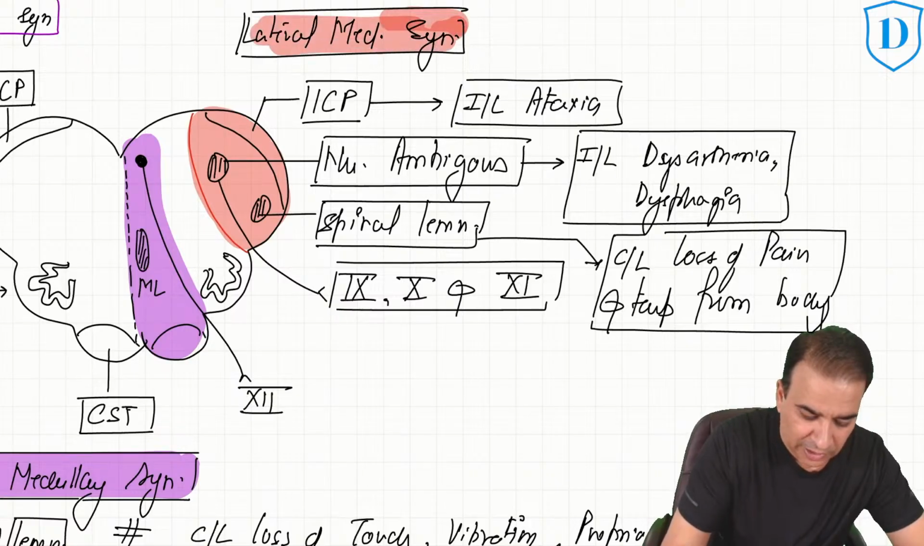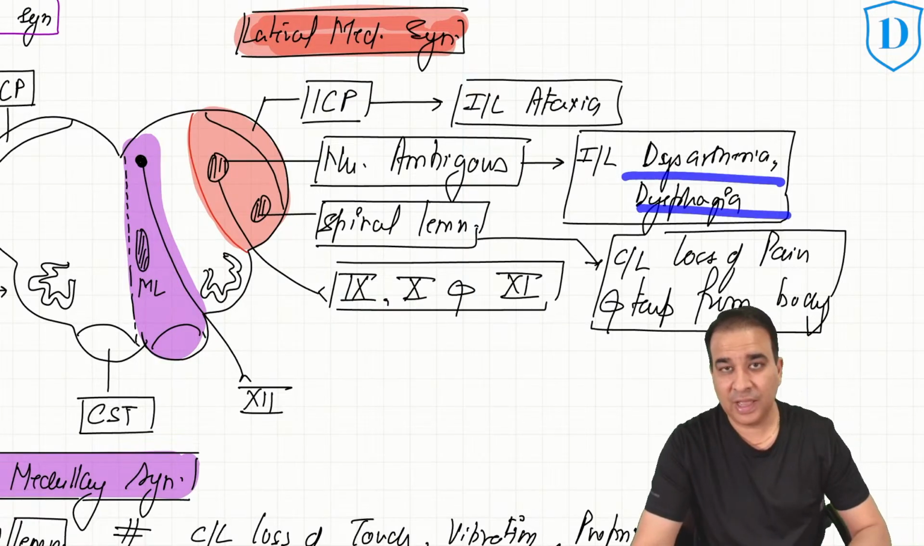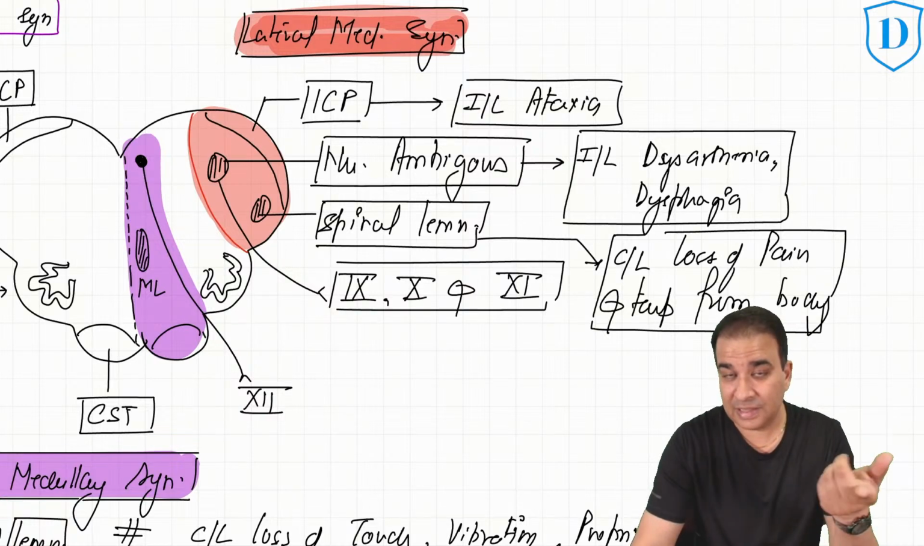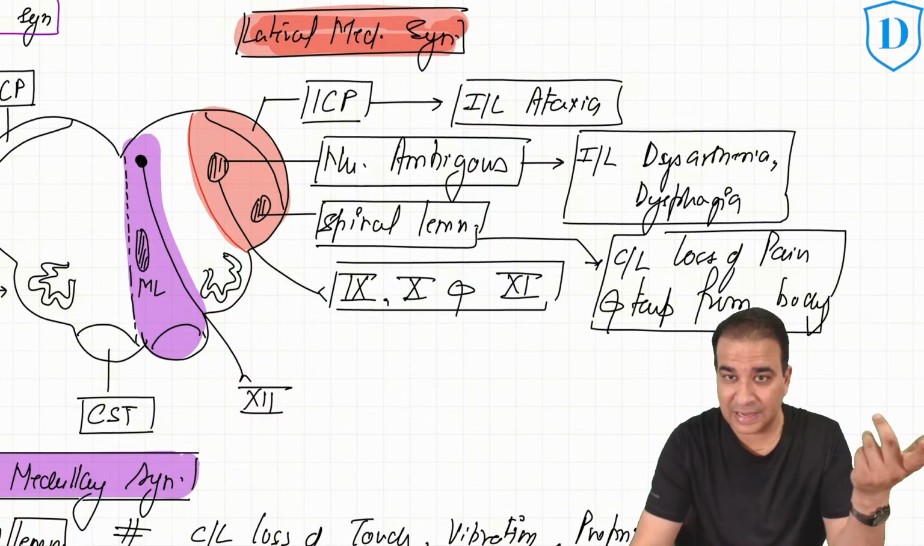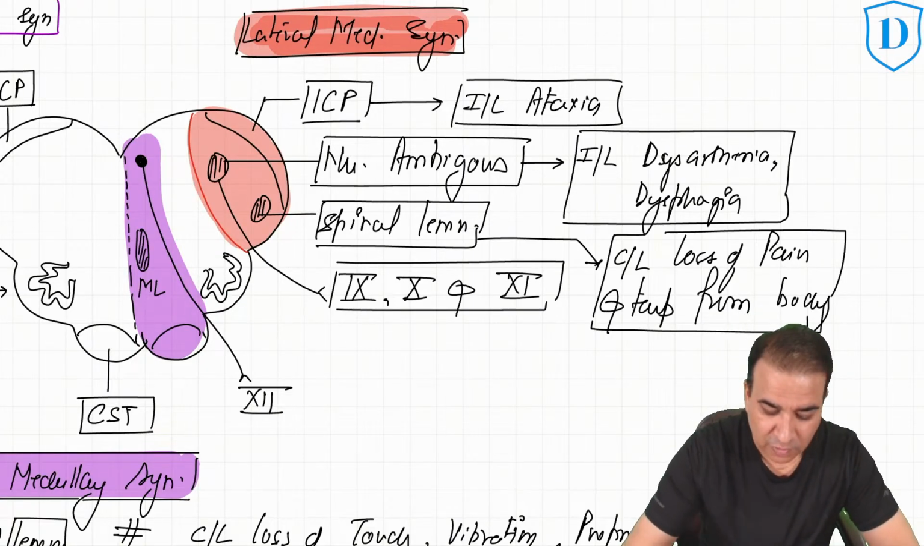Yes, Ranjan, you're absolutely right. There will be hoarseness of the voice also. Dysarthria is there, dysphagia is there, hoarseness of voice is there, because the 11th, 10th nerve, the recurrent laryngeal nerve, is also involved in that case. So obviously dysarthria will be there, dysphagia will be there, and there will be hoarseness of the voice as well.